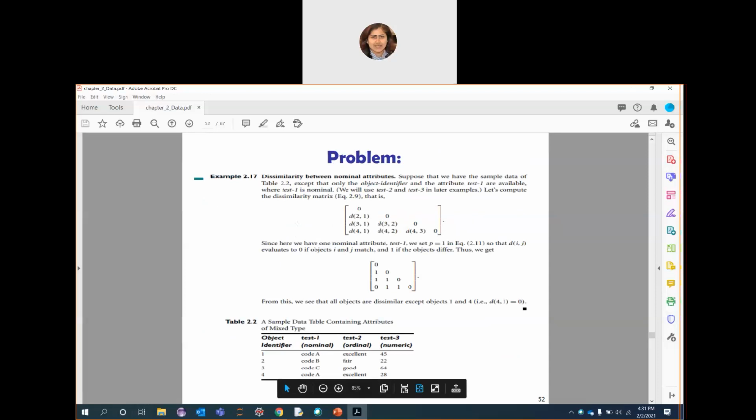Okay, so we are going to find out the dissimilarity between the nominal attributes. We are going to compare each nominal attribute with the other one. Here you have three attributes: test 1 nominal, test 2 ordinal, test 3 numeric. We are considering just test 1 nominal and the object identifier. There are 4 objects in total.